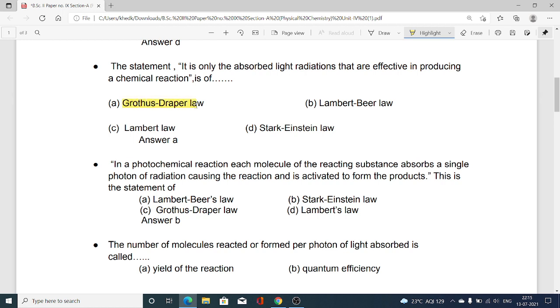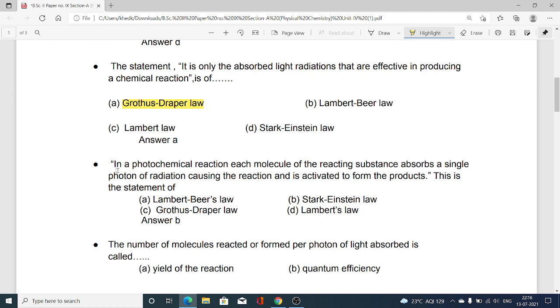Whatever the statement which is given in the MCQ, that is the multiple choice question, that is the statement of Grotthuss-Draper law. In the Grotthuss-Draper law, it is made clear that only those radiations are absorbed for the photochemical reactions which are effective in producing the chemical change or the chemical reaction. That is the statement of the Grotthuss-Draper law, and hence the option A is a correct option for that MCQ.